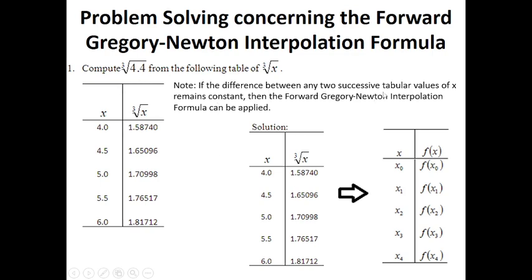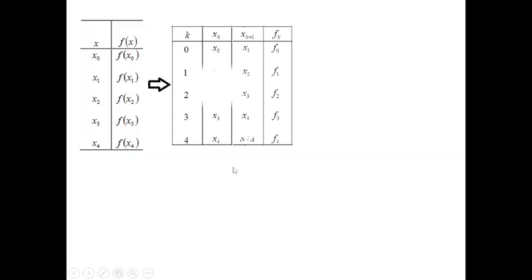So note, if the difference between any two successive tabular values of x remains constant, then the forward Gregory-Newton interpolation formula can be applied, as I have said earlier, right? So we can proceed. So given now the table, we are to reconstruct the table in such a way that we will have a column for k, a column for x sub k, a column for x sub k plus 1, and a column for f sub k. Okay, so where k starts with 0, followed by 1 until 4, then x sub 0, x sub 1, x sub 2, and so forth, x sub 1, x sub 2, x sub 3, and so forth.